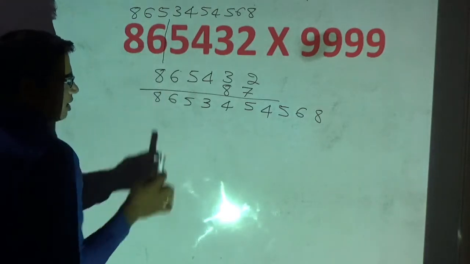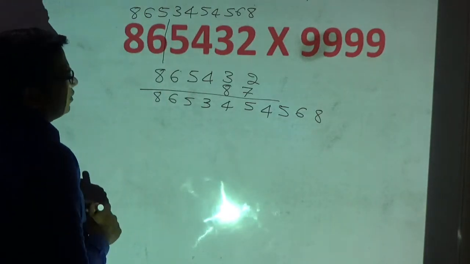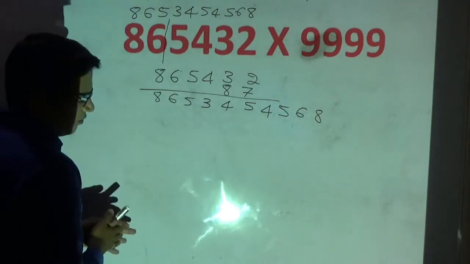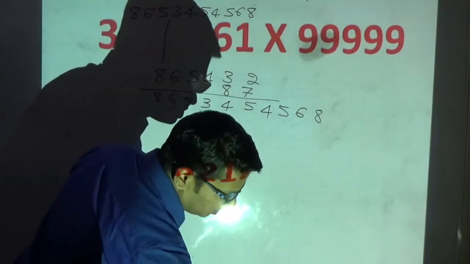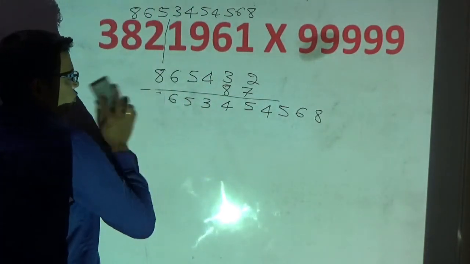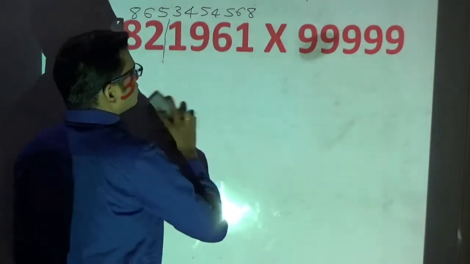Same answer I got. See, whichever method you apply, you can do multiplication by any number of 9s just like a calculator. Okay, but you have to practice. Through practice only your speed will increase.